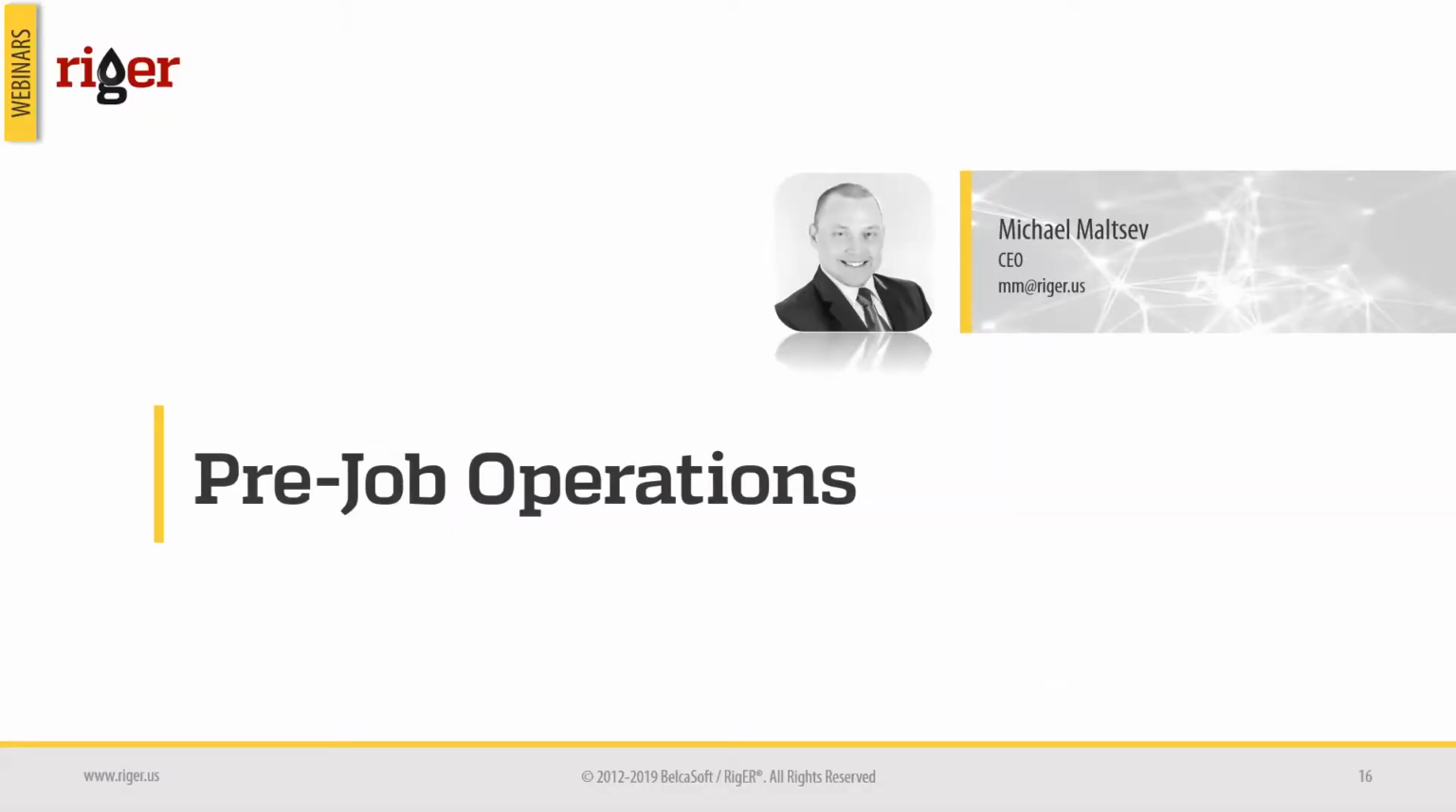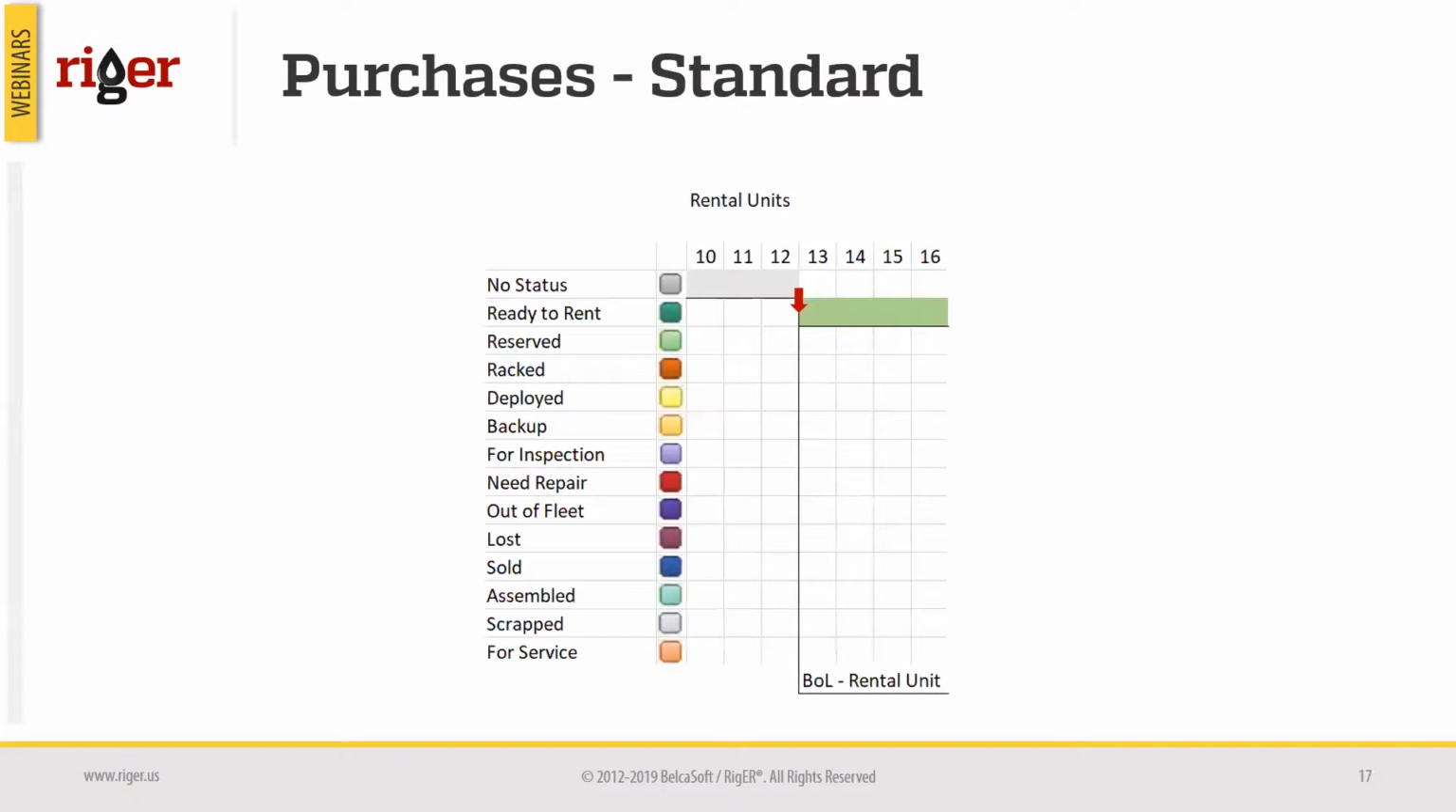So let's move forward and talk about pre-job operations. Pre-job operations means that we need to prepare the equipment for the rental job. Usually when the equipment is entering the system, we have two-step operations. One is to enter the name of the equipment and unit numbers into the system, and the second is to purchase them.